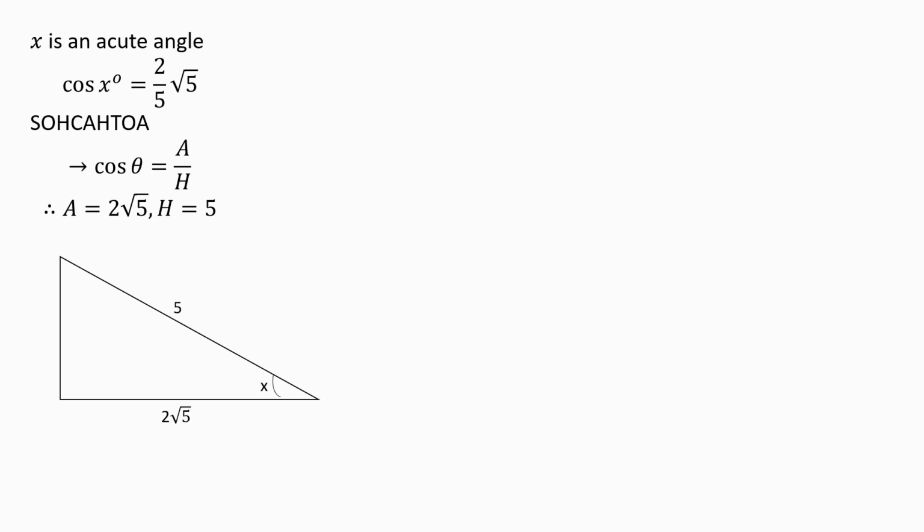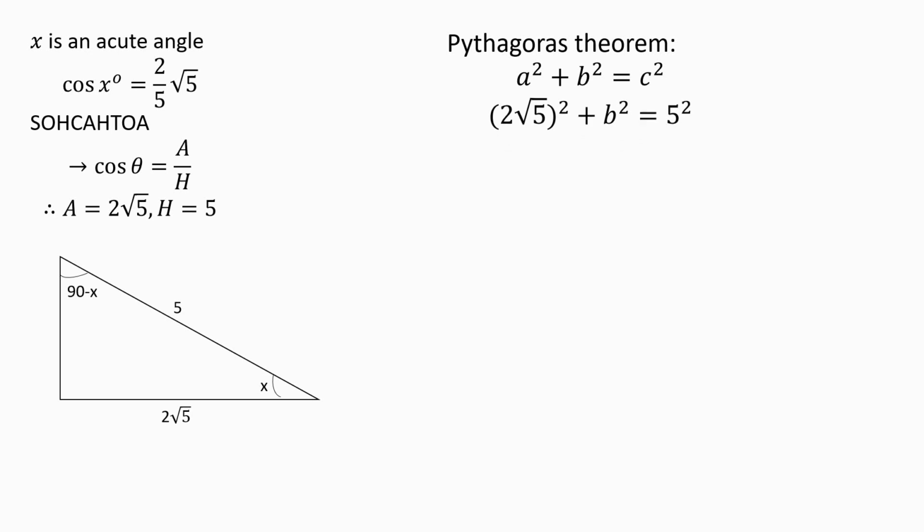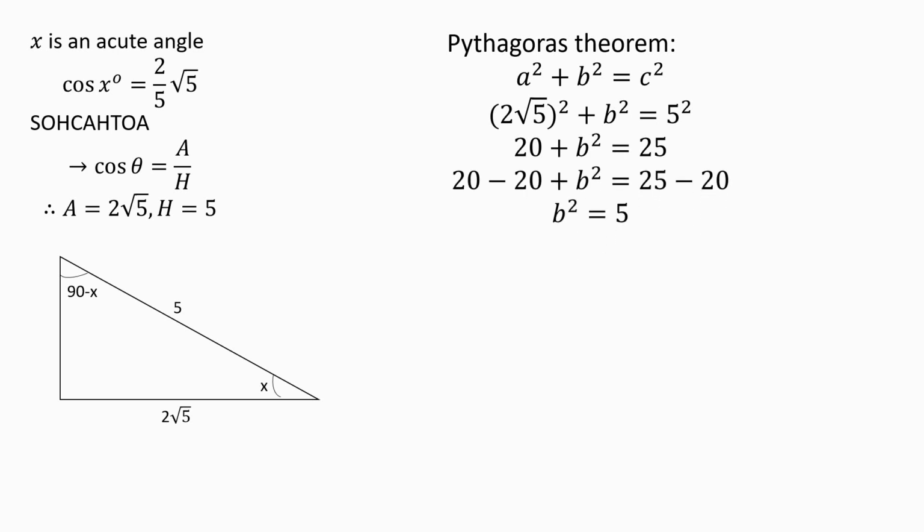Then to get the length of the third side of the triangle, we use the Pythagoras theorem. In the Pythagoras theorem, we know that a squared plus b squared is equal to c squared, c being the hypotenuse. And so replacing the figures, we have (2 root 5) squared plus b squared is equal to 5 squared. (2 root 5) squared gives us 20, so 20 plus b squared is equal to 25. We subtract 20 on both sides, and we are left with b squared is equal to 5. And so b will be root 5.